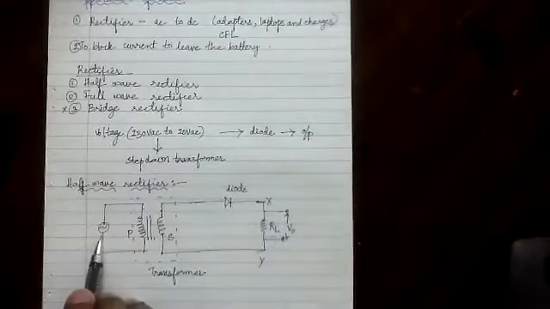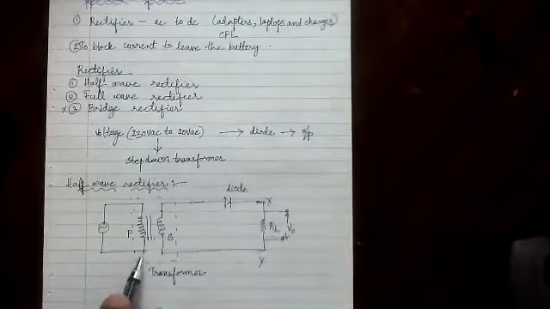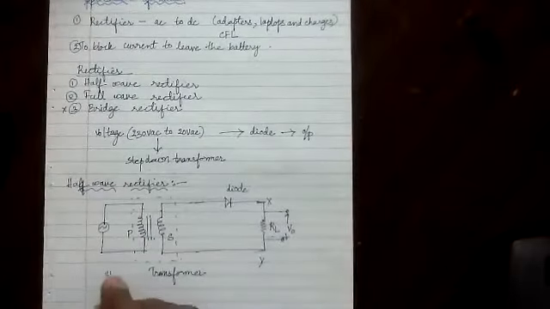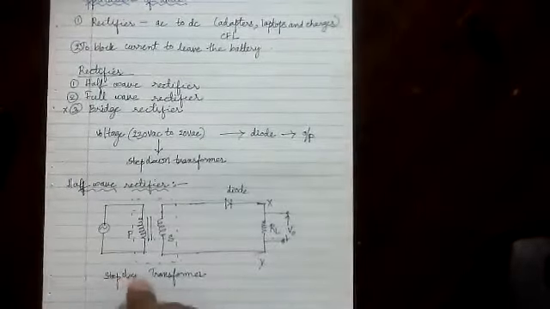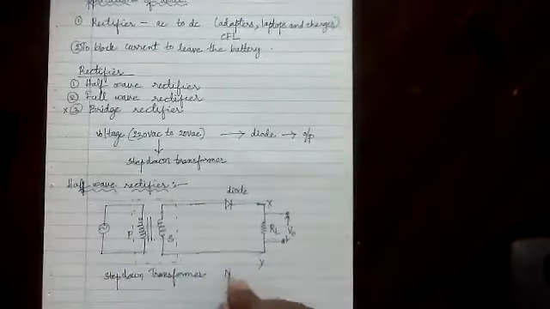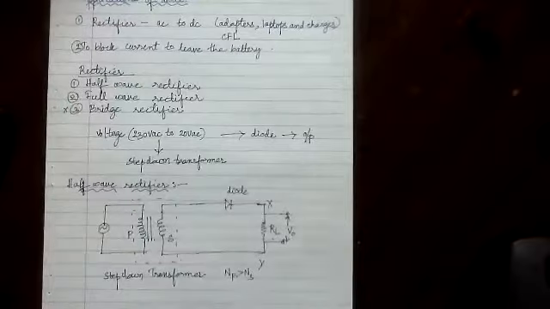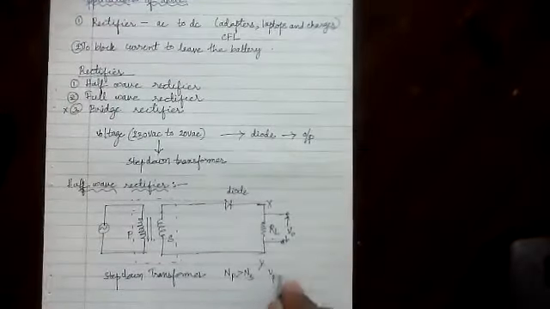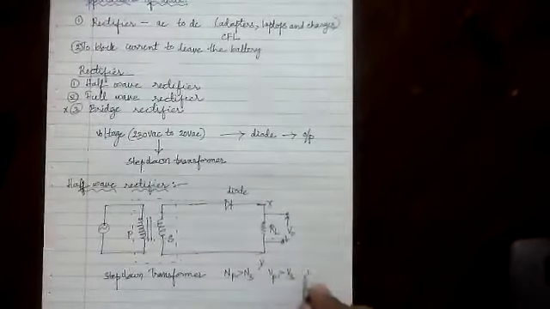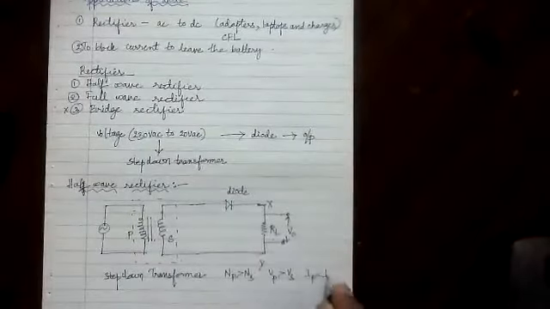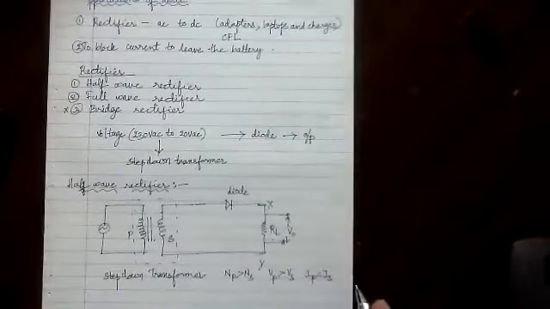See, this is the AC current. This is a transformer, a step down transformer. I'll write here, it is a step down transformer. In a step down transformer, what happens? The number of turns on the primary is greater than the number of turns on the secondary. The voltage on the primary is greater than the voltage on the secondary. The current on the primary is less than the current on the secondary.